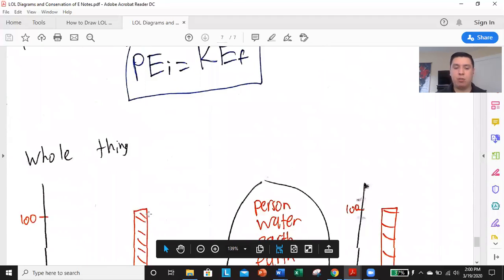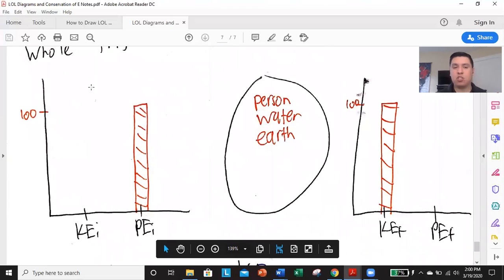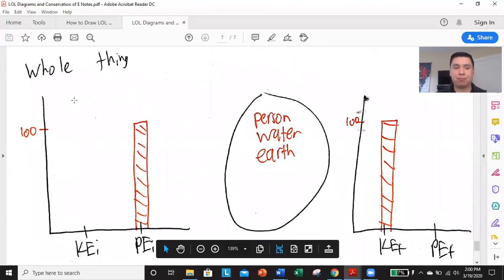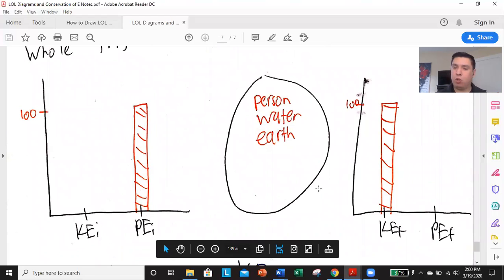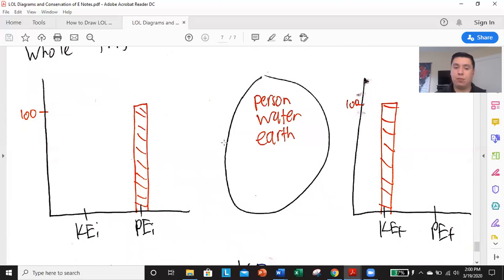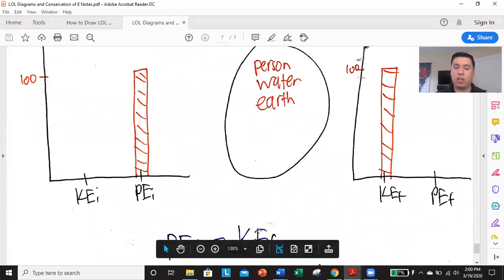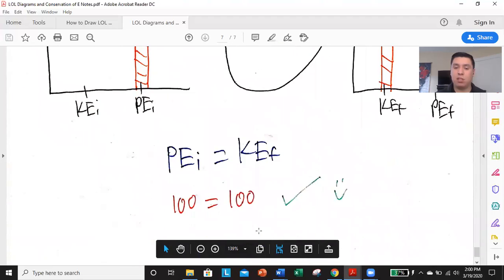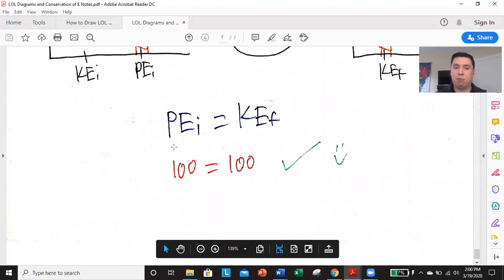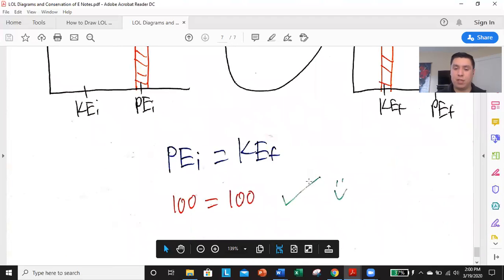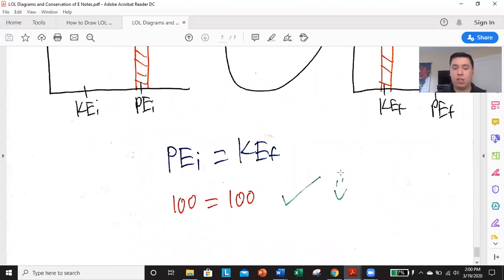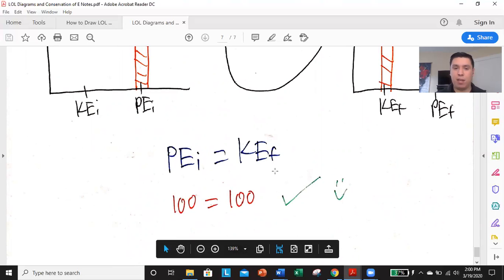All right, to summarize the whole thing for an LOL diagram: if you already know all the steps, you can just skip to this part. Here you draw the LOL. You write down the amount of energy for each: potential energy here, kinetic energy here. They're both 100, and then this is the system. The only equation is PEI equals KEF, and remember energy must be conserved. So when we check that 100 equals 100, that's right, which means energy is conserved. If you don't get the same numbers, you may have done something wrong.